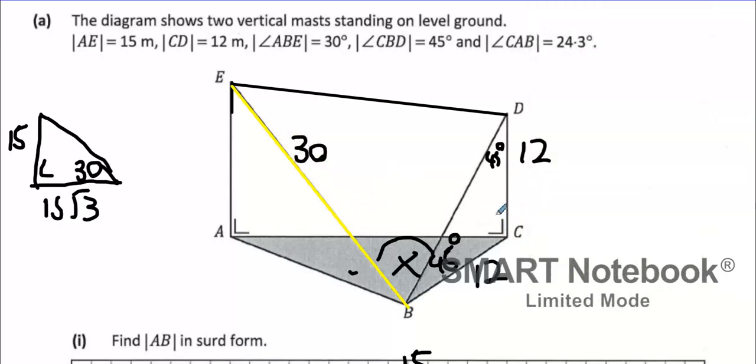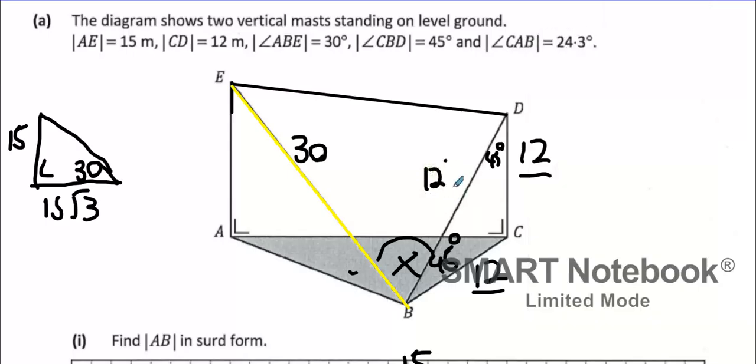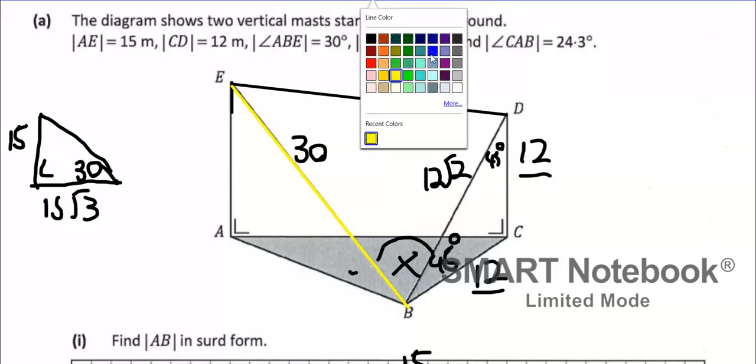Now we're going to come over here and do Pythagoras' theorem again. It's 12 and 12 this time. So it's going to be 12 squared plus 12 squared, and then I'm going to root the answer. 12 root 2. And that is the answer for, for argument's sake, we'll call it the blue line.